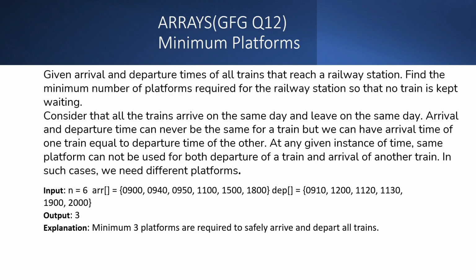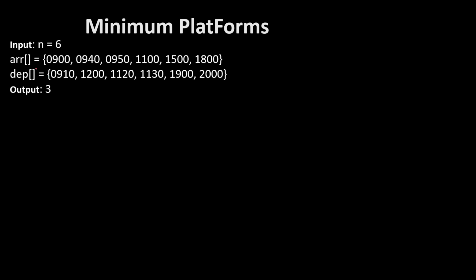Okay, now going to the approach. In the question, we are given arrays. This is the arrival time, and this is the departure time. Now we have to find out how many trains could be at the platforms at the same time, how many trains could take platforms.